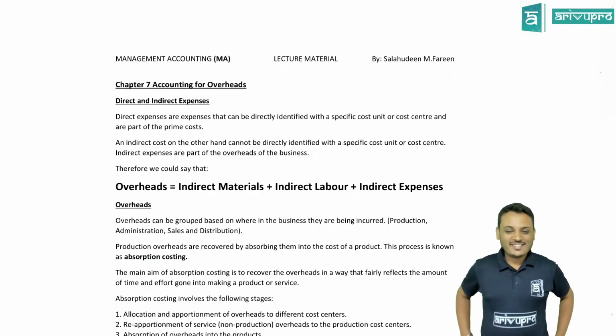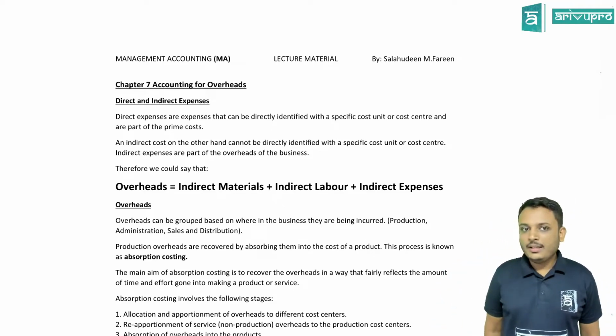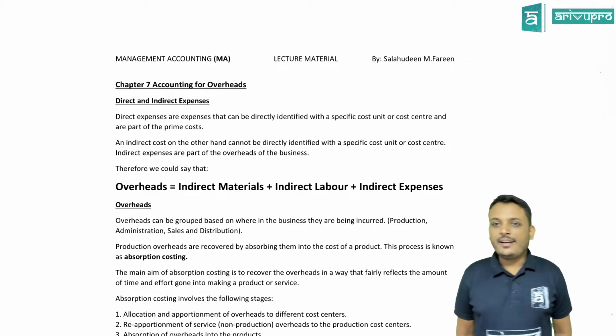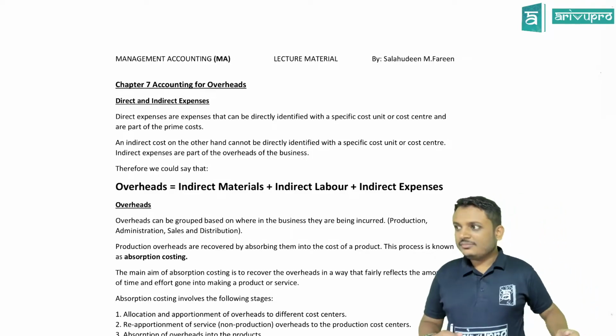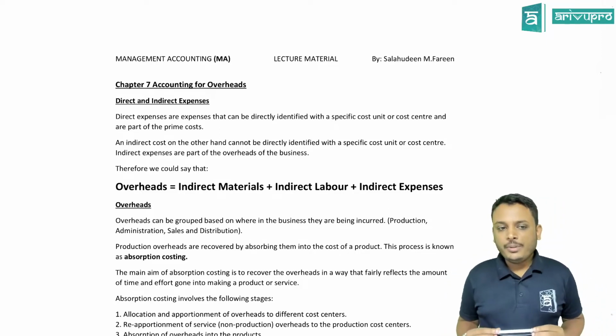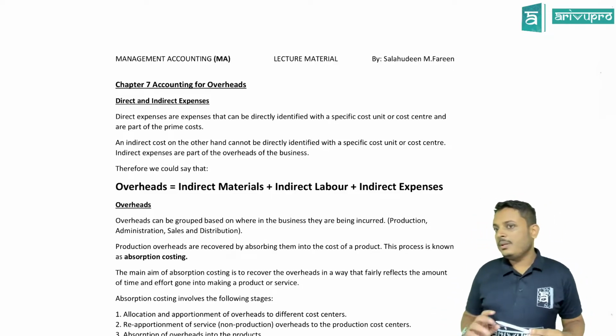Accounting for overheads. Another important topic in your paper. Students, it is a very important topic for your exam again, right? Most of these areas will be tested, right?